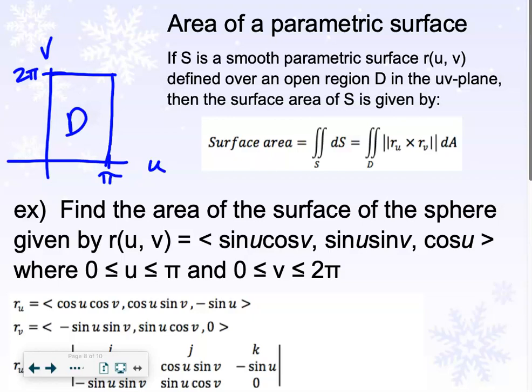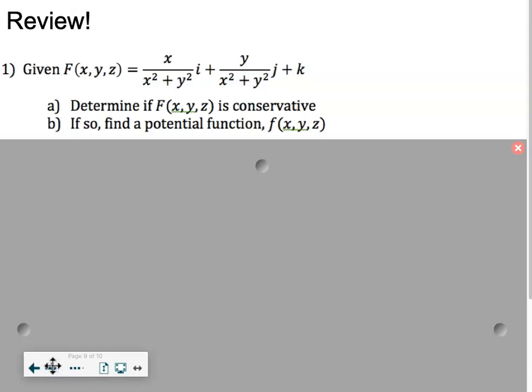All right, I think I have one more. Oh, review. Okay. Last thing, just for fun. Whiteboards, optional, independent. But I want you to determine if this three-dimensional vector field is conservative. Might have to use something that rhymes with pearl. And if so, find a potential function. Curl.